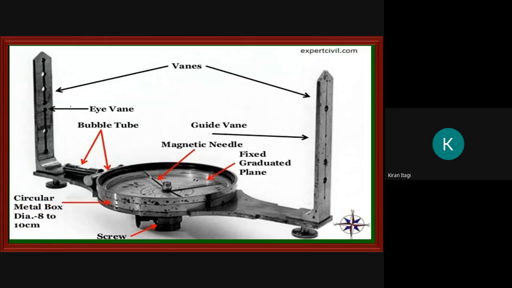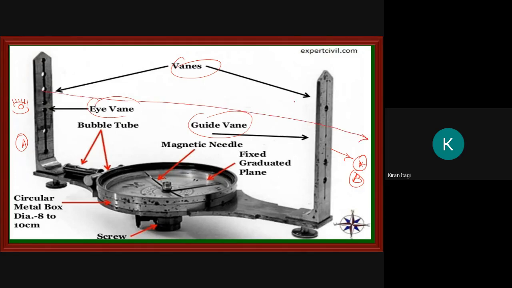So here, this is a compass. We will have some vanes: eye vane and guide vane. Eye vane means you will keep your eye here. You will sight through this point and see another station called station B. You will be standing at station A, and you will see station B through this line. This is the guide vane. We have a magnetic needle and a fixed graduated plane, which is a type of scale.